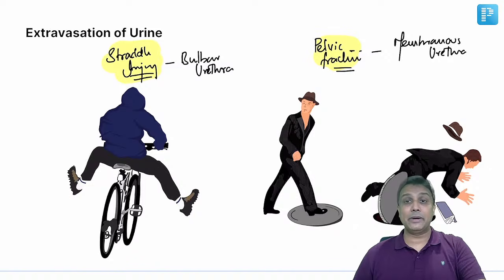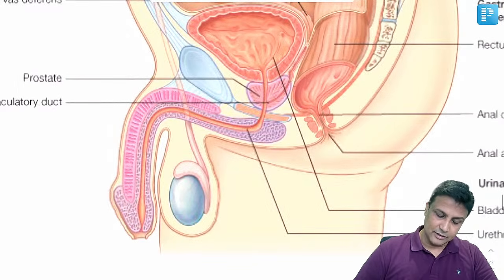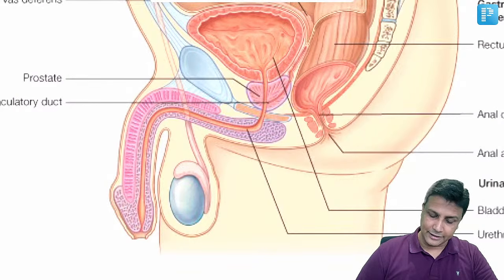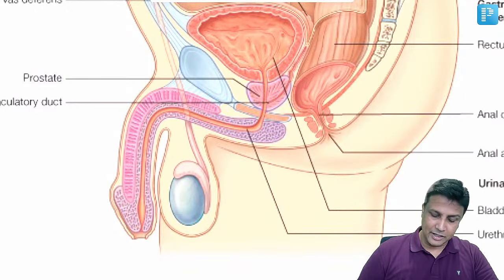In pelvic fracture, the membranous urethra will be ruptured, sir. Now in this diagram, you can clearly see the urethra passing through the prostate gland, the prostatic urethra. Then you'll have the membranous urethra, and this one here will be the bulbar urethra. If the membranous urethra is ruptured here, the urine will be going out into the deep perineal pouch only.